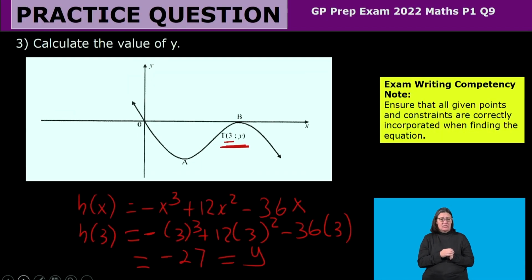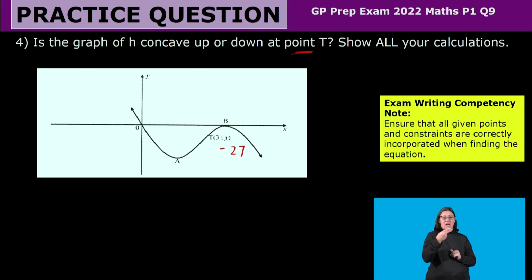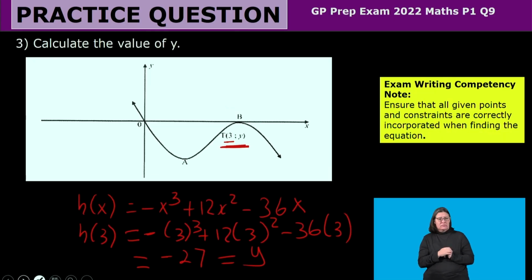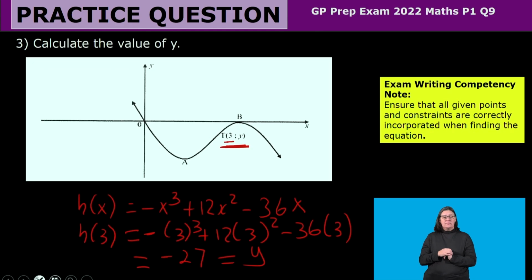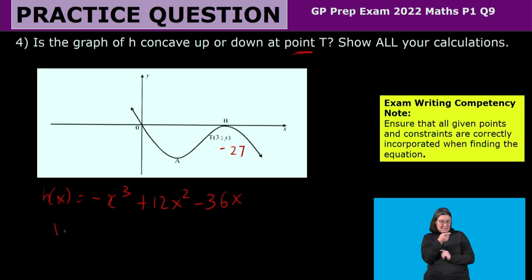So we need to call again on our equation. We just need the equation of the derivative, but we'll use h of x again. Let's write it down. It's minus x cubed plus 12x squared minus 36x. All right. We take the derivative of that. And remember, we're not interested in the derivative. We're interested in the second derivative.